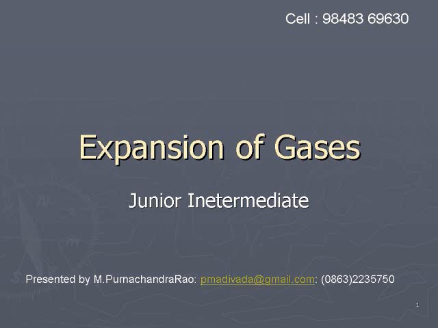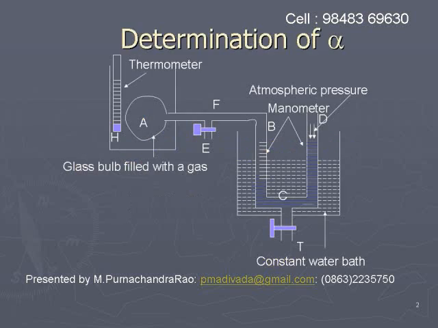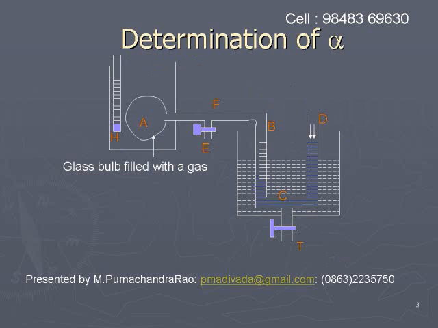Determination of alpha. First, let us study the apparatus used for finding the coefficient alpha, the volume coefficient alpha. In this figure, we notice a spherical bulb A. It is connected to a capillary tube F. The capillary tube carries a side tube E through which we can insert any gas into the spherical bulb.